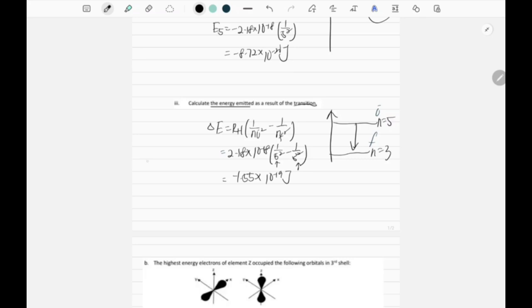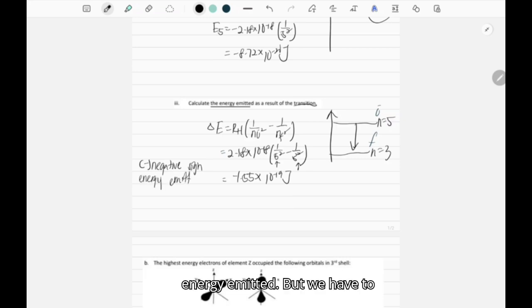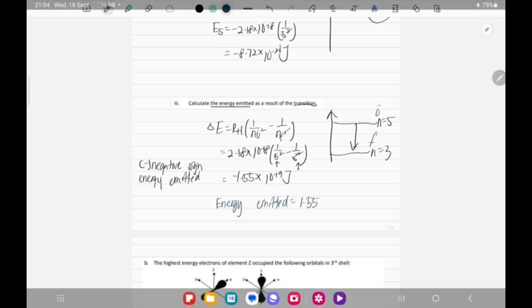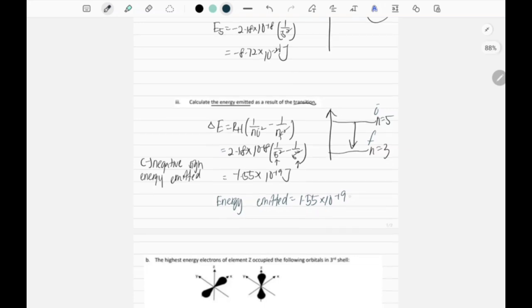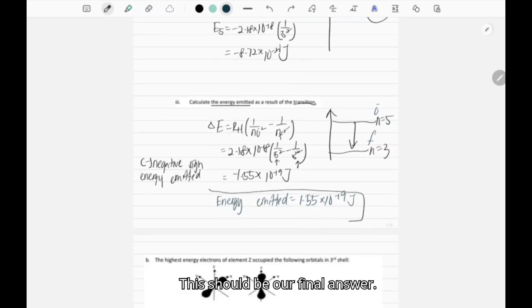We know that the negative sign is equal to energy emitted, but we have to state that the energy emitted is equal to 1.55 times 10 to the negative 19 joule. This should be our final answer.